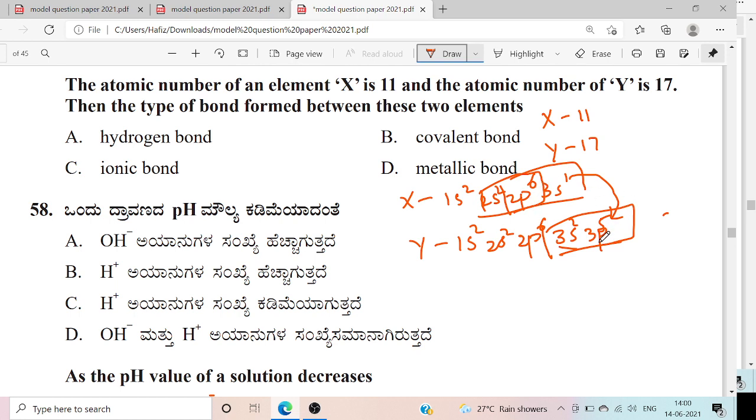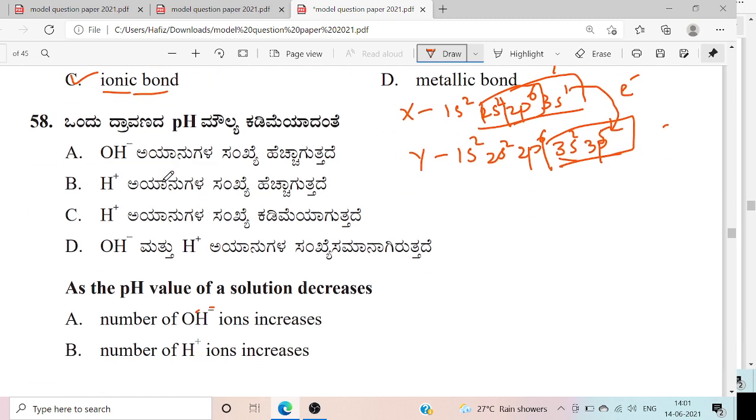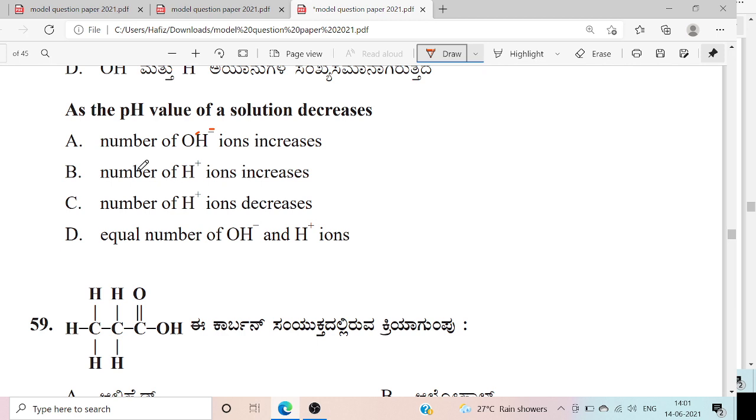Means what is happening for attaining the octet structure? There is a transfer of electron from X to Y so as to attain the octet structure. Means the bond developed by the transfer of electron is called the ionic bond, and option C is correct. If there was a sharing of electrons between the atoms, then we would have called it a covalent bond. Since there is a transfer of electron from one atom to another for the bonding, it is called an ionic bond. Now, as the pH value of a solution decreases, see here, pH stands for power of hydrogen.